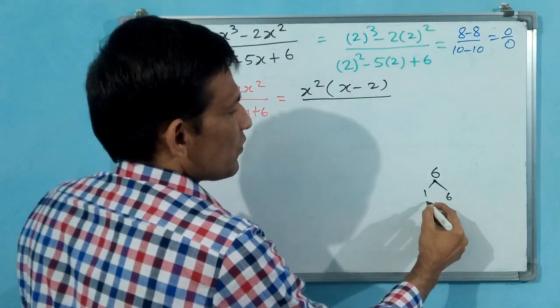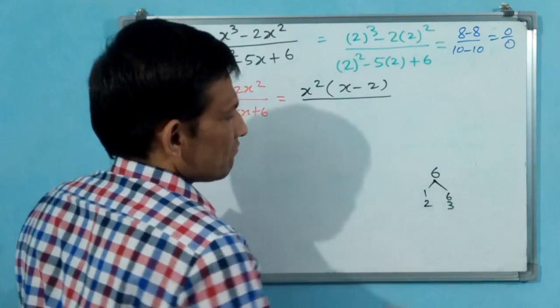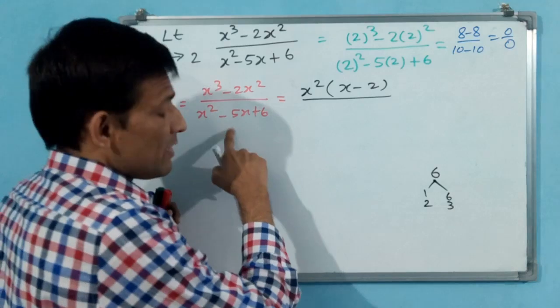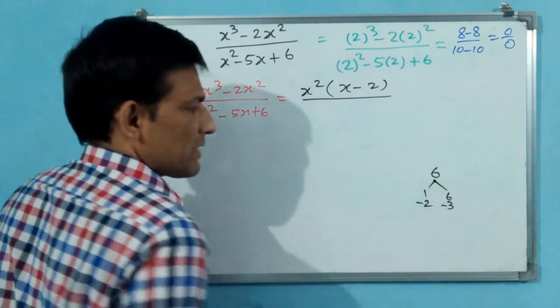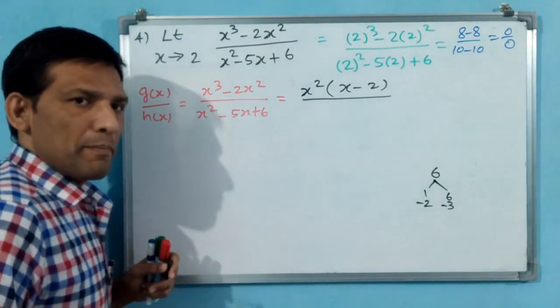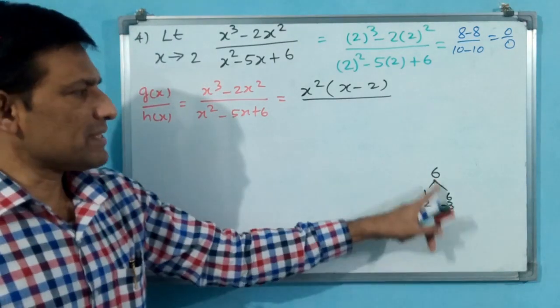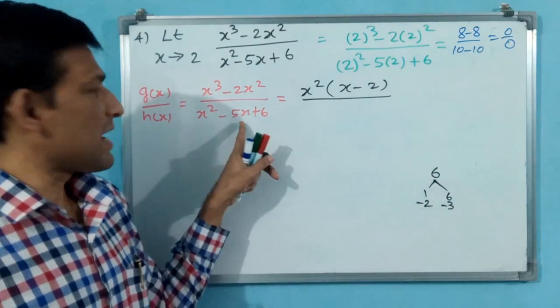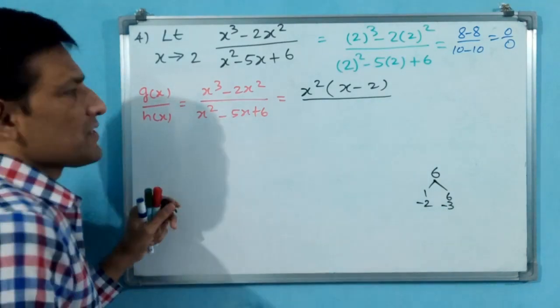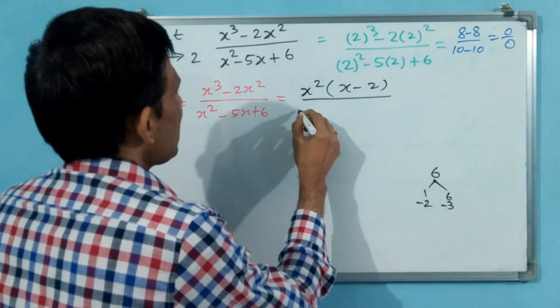Then you see 2 into 3. Yes, 2 into 3 is 6, but 2 plus 3 is 5. Then minus 5 has to come. Then you take minus, minus. Minus 2 into minus 3 is plus 6, but minus 2 plus minus 3 is minus 5. You can split minus 3, minus 2. Bigger one first you write. Okay. See how I am writing.